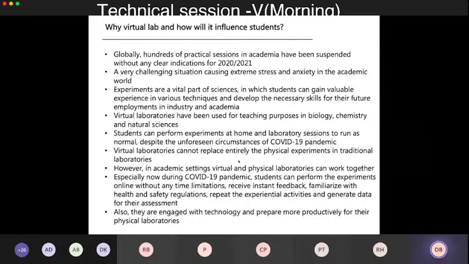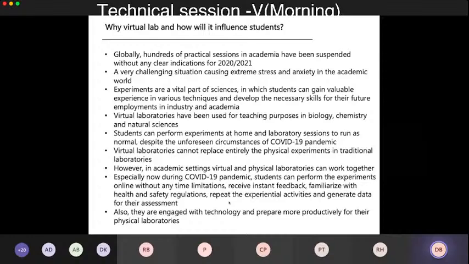Especially during this COVID-19 pandemic, students can perform experiments online. There are some advantages, such as no time limitation, and we can give instant feedback. Then students can familiarize themselves with health and safety regulations, because many COVID protocols we always have to follow. And they can repeat the experimental activities. Like the software that I'm going to show after 30 minutes, students can experiment, repeat it, and understand, visualize some molecules, visualize some atoms. So let us go directly to this part.